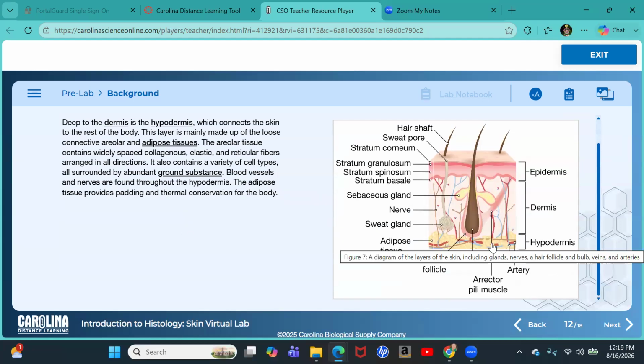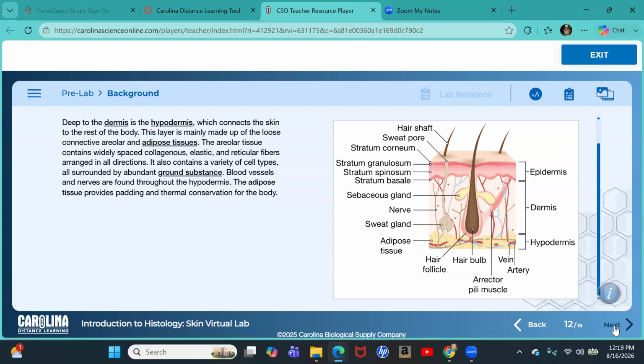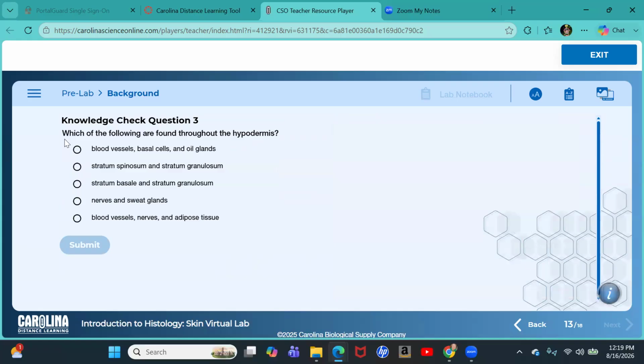And then lastly, we have the hypodermis, which is your adipose tissue and these various stages of ground substance that allow thermoregulation of body heat and also storage of fat. You have your blood vessels.